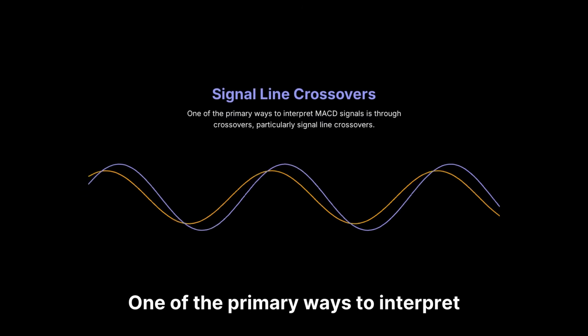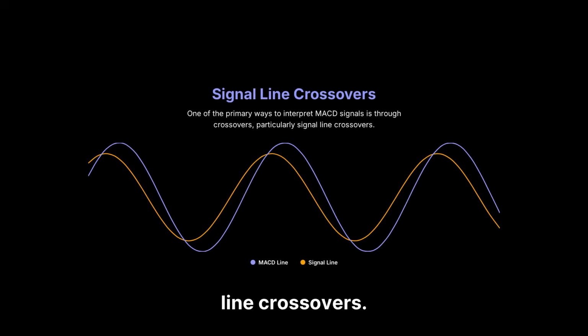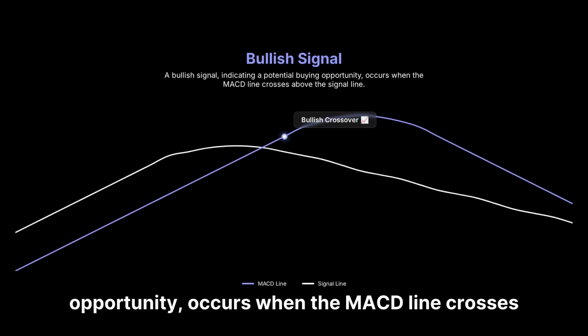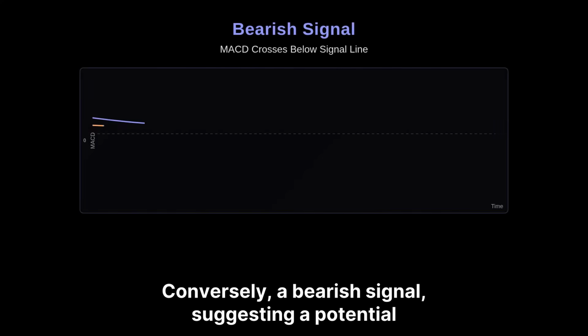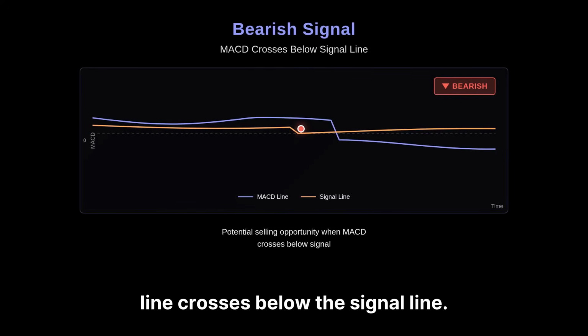One of the primary ways to interpret MACD signals is through crossovers, particularly signal line crossovers. A bullish signal indicating a potential buying opportunity occurs when the MACD line crosses above the signal line. Conversely, a bearish signal suggesting a potential selling opportunity is generated when the MACD line crosses below the signal line.